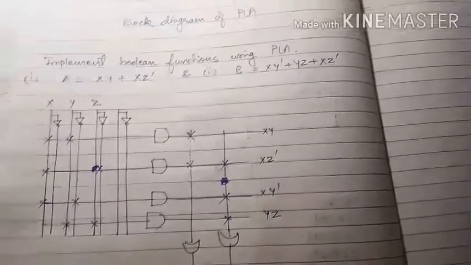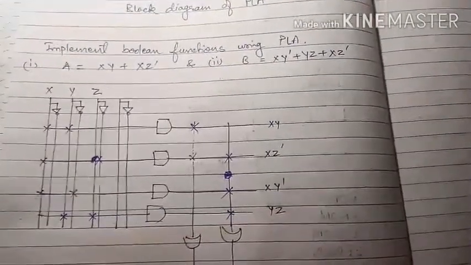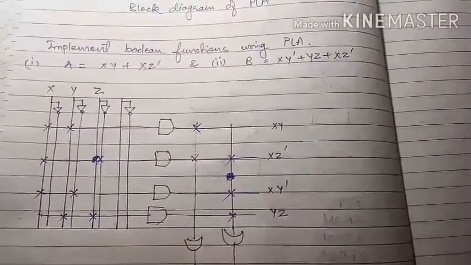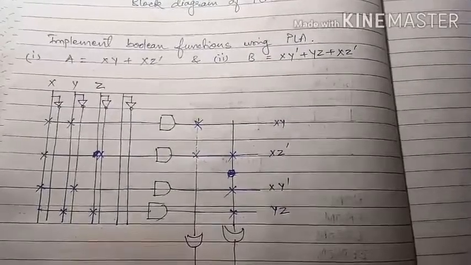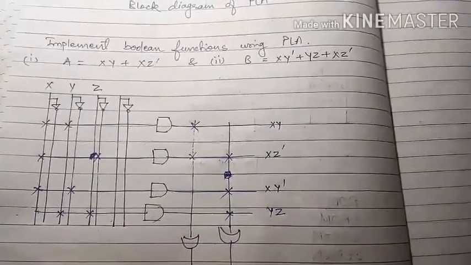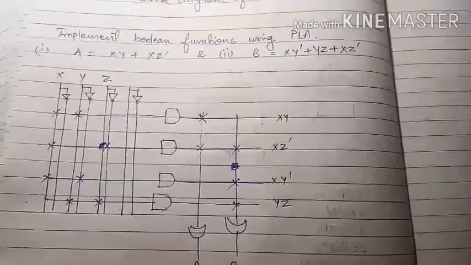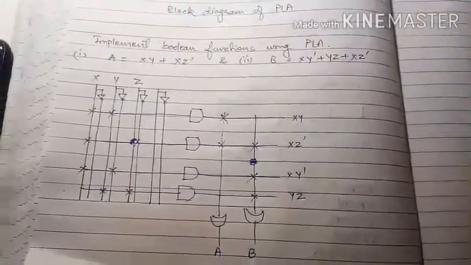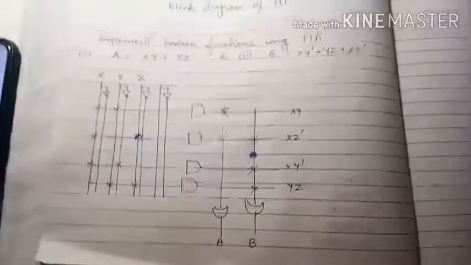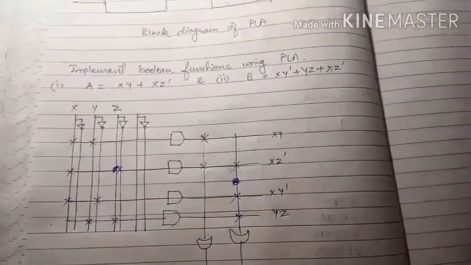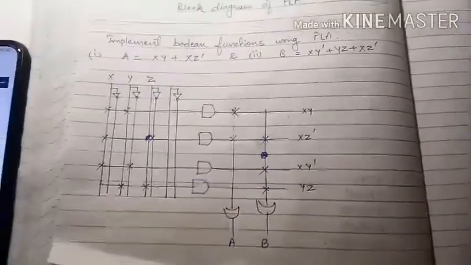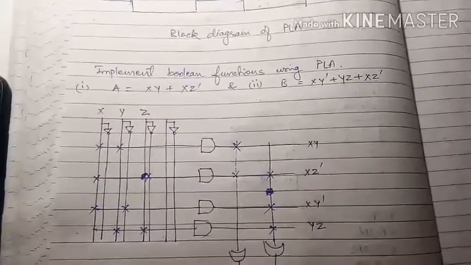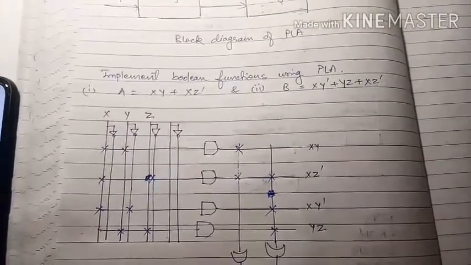It means the given two functions are in the sum of products form. The number of product terms present in the given Boolean functions A and B are 2 and 3 respectively. Here in function A there are 2 terms and here there are 3 terms. Therefore, we require 4 programmable AND gates and 2 programmable OR gates for producing those 2 functions. You can see in the diagram.